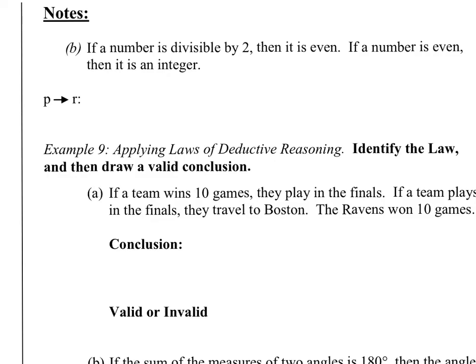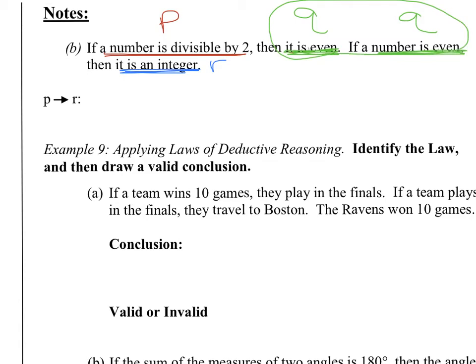Same story with the second example. We're still doing law of syllogism. If a number is divisible by 2, that's P, then it is even. We'll call that Q. If a number is even, well, I already talked about even, and I called even Q over here, so I'm going to continue to call that Q. Then it is an integer, so I'm going to call that R. So we can see that this follows the law of syllogism because the phrase in the middle, the end of the first sentence and the beginning of the second sentence, is the same. It is even, it is even. So I can cut that middleman out.